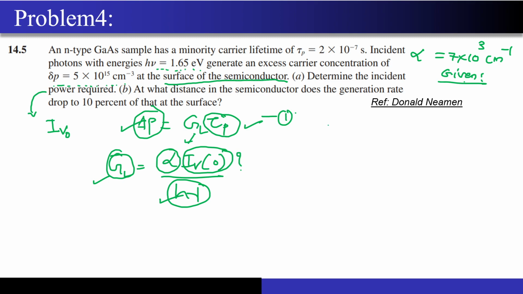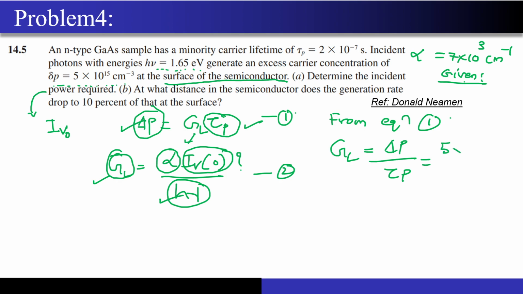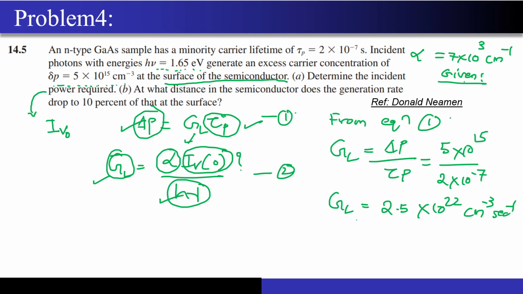So let's start with equation number 1, right? Let me write it as equation number 2. So from equation 1, I can easily calculate GL to be delta P divided by tau P, right? And this value will come out to be something, right? Let me substitute it. Delta P is 5 into 10 to the power 15, and tau P is 2 into 10 to the power minus 7. So this GL value will come out to be around 2.5 into 10 to the power 22 per centimeter cube per second. So this is the value of GL that I know. Let me write it as equation number 3, right?